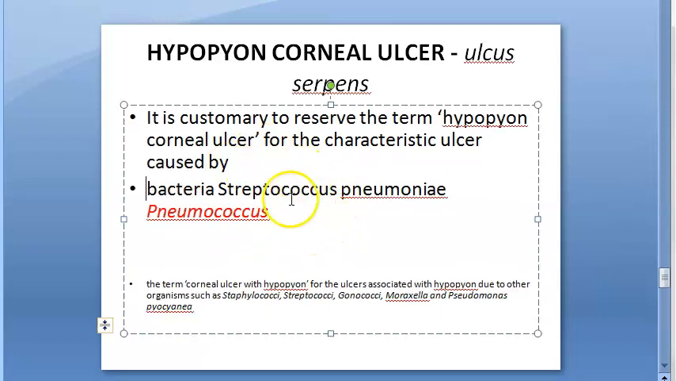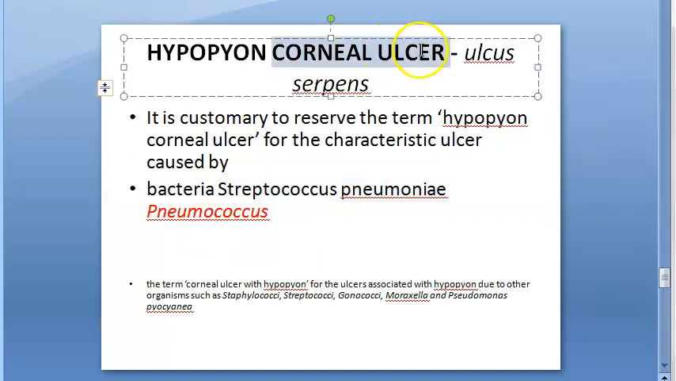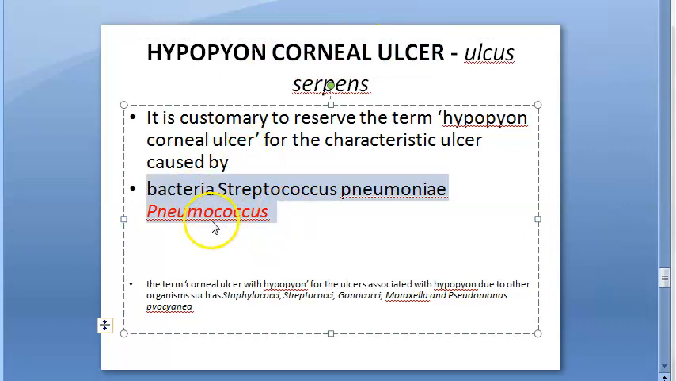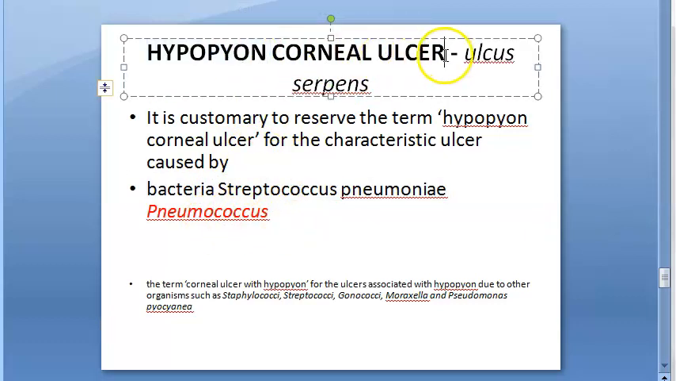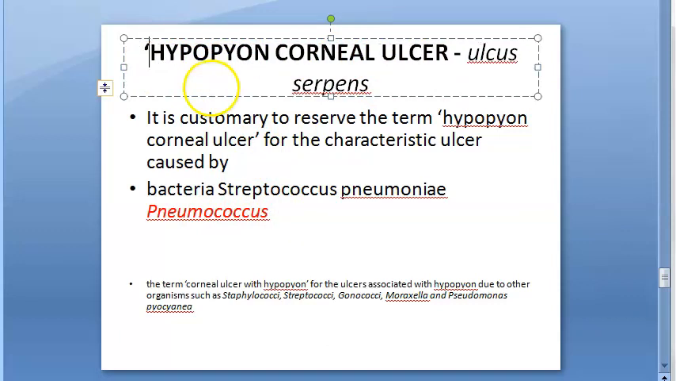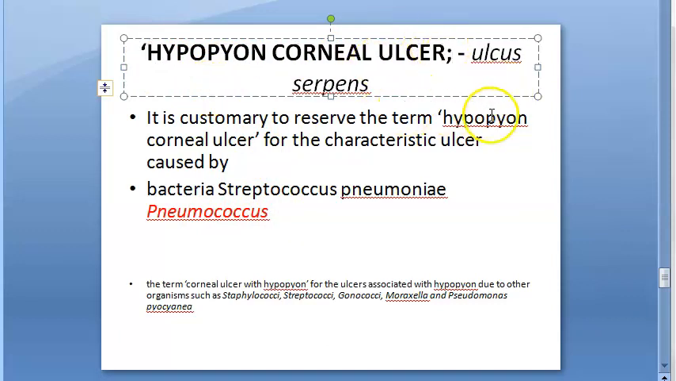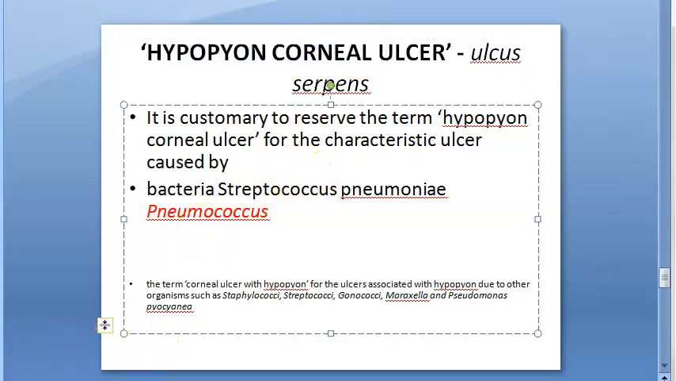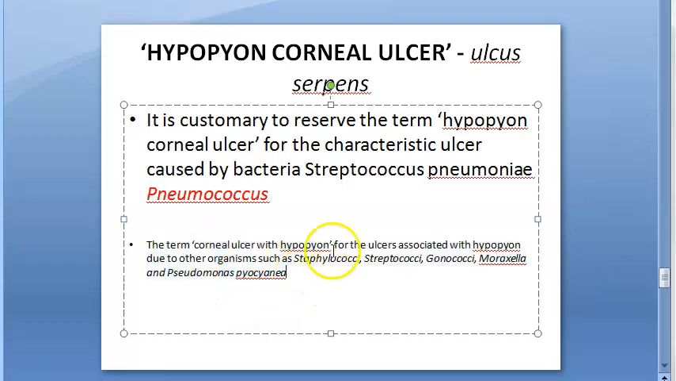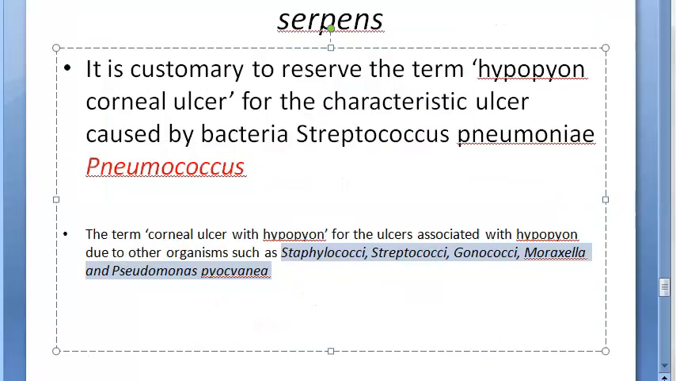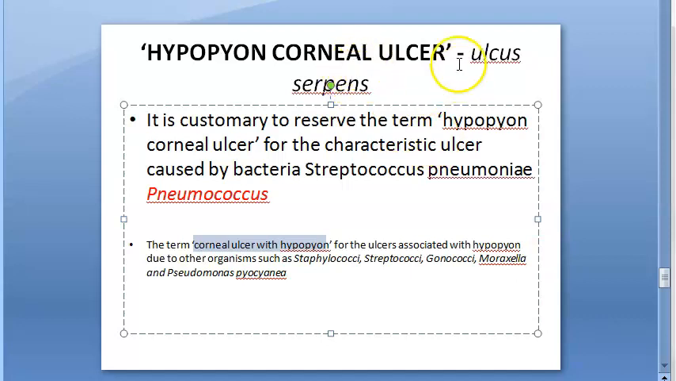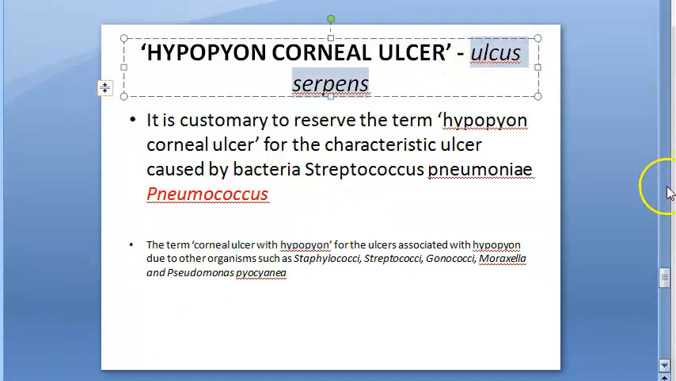If the corneal ulcer or keratitis is because of Streptococcus pneumoniae, it has a special name, that is Hypopyon corneal ulcer. There's really nothing great about this terminology, right? Hypopyons would be there in many other corneal ulcers, but when they ask Hypopyon corneal ulcer, you have to write this, which is caused by Streptococcus pneumoniae. All other bacteria, like Staphylococcus, Streptococcus, Gonococci, Moraxella, Pseudomonas, are simply called bacterial corneal ulcer, and there they can say it is corneal ulcer which has Hypopyon. But if it is Hypopyon corneal ulcer or ulcus serpens, it is because of Streptococcus pneumoniae.